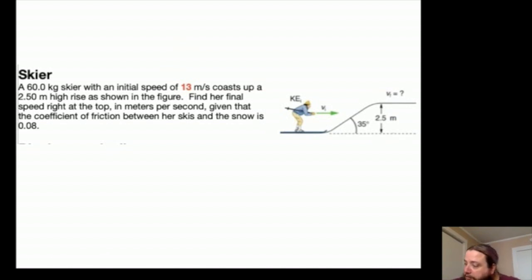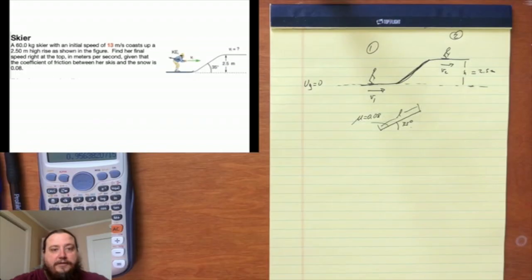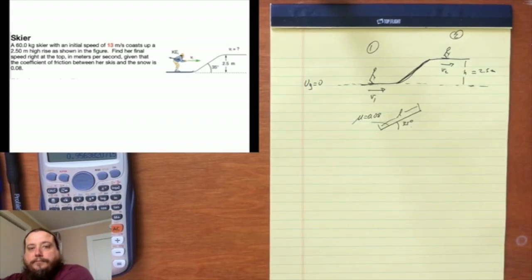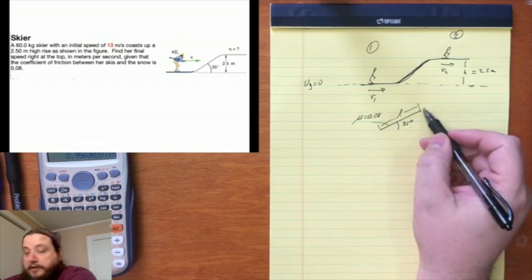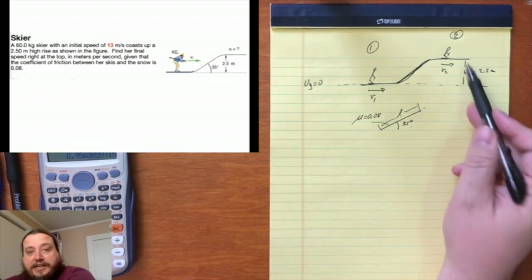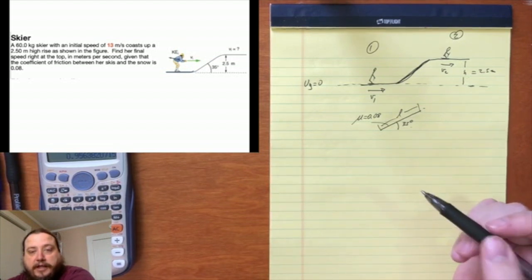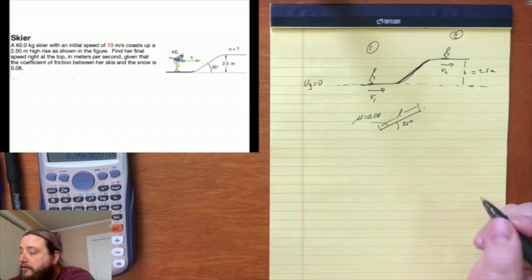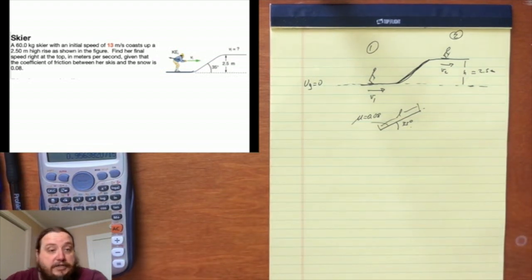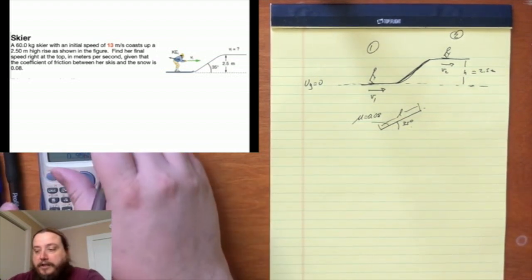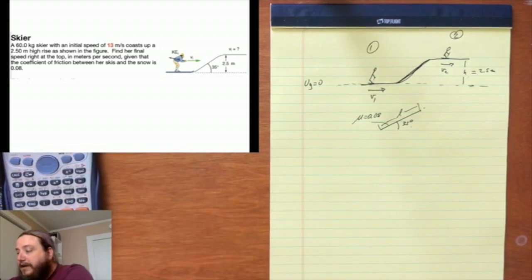So as the skier goes up the hill, whatever the distance L is up that hill, there will be some work done by friction. There will be a change in altitude, and therefore some change in the potential energy due to gravity. Because friction is involved, this is not an energy conservation problem, but a work energy problem.